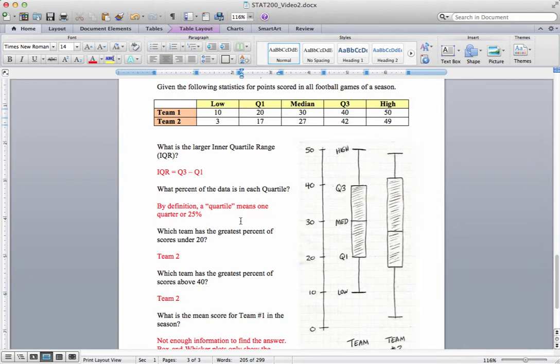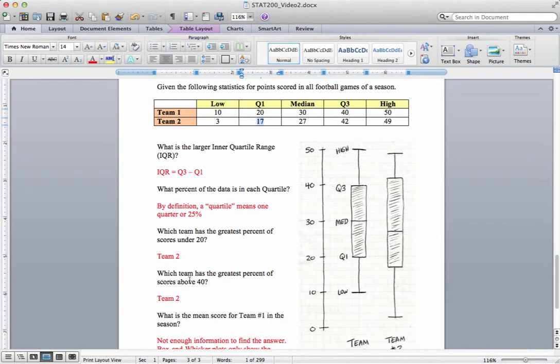So now let's look at some interesting questions. Which team has the greatest percent of scores under 20? So think about the quartile range. If I look at Team 1, it has a quartile 1 of 20. That basically tells me that 25% of all my scores are under 20. But for Team 2, the quartile 1 starts at 17, which means the value of 20 is somewhere in between quartile 1 and the median. So therefore, there must be more scores for Team 2 at 20 and less.